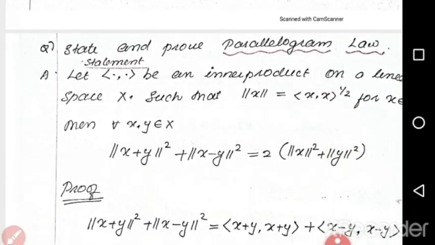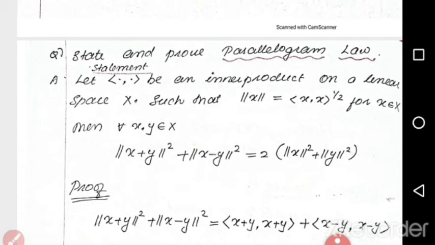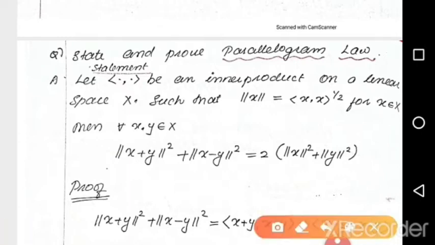If we have an inner product on a linear space capital X with norm of x equal to inner product of x, x raised to half, for x belonging to capital X, then by the parallelogram law we have norm of x plus y whole square plus norm of x minus y whole square is equal to 2 times norm x square plus norm y square.